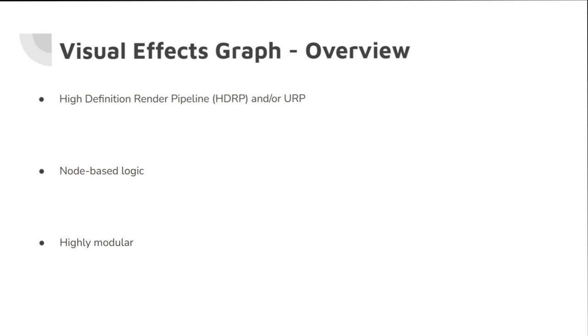Starting out with an overview, Visual Effects Graph is a system of extremely modular node-based logic to help you create visual effects in Unity. It requires some form of scriptable pipeline to work. I needed to start out my project in the Universal Render Pipeline and install the HD Render Pipeline package, since that adds some more options that are not in the default URP.